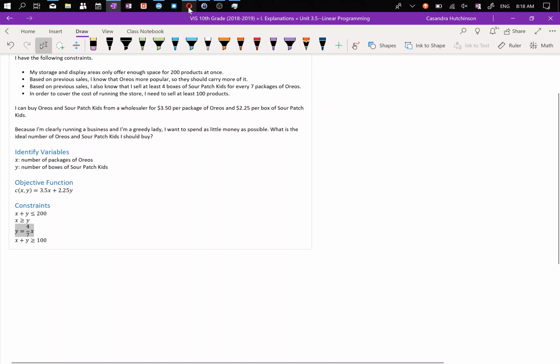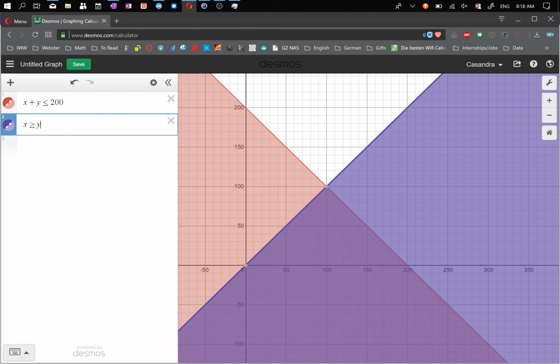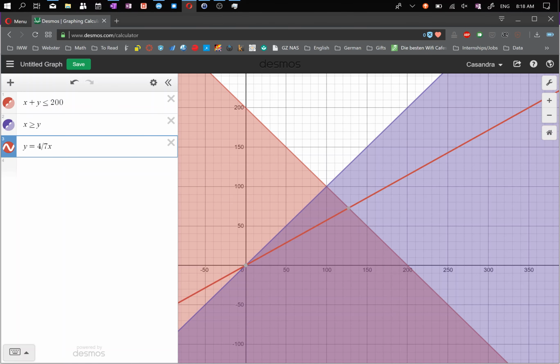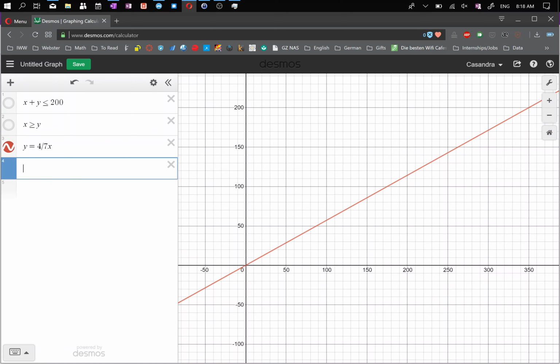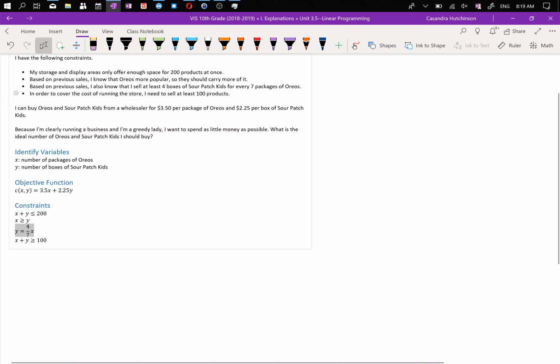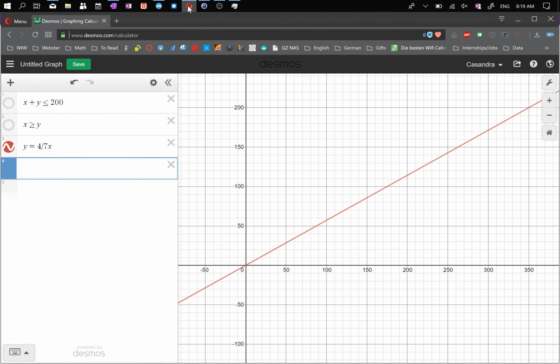Okay. Now I have y. For right now, it's still equals because I have to figure out which way it goes. So here's the line. But the question is, which side goes? Which way does it go? So I imagine it says, for every, what does it say? I have to sell at least 4 boxes of Sour Patch Kids for every 7 packages of Oreos. So at least 4. I could sell 5 boxes of Sour Patch Kids and 7 Oreos. So this is possible.